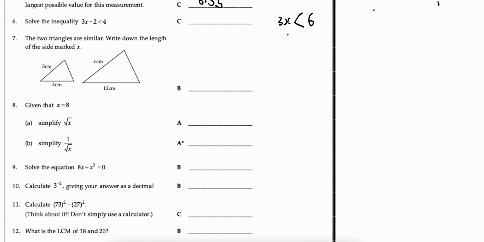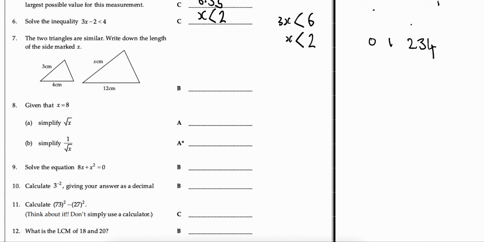And then we're dividing by 3, and since the 3 is positive, that means the symbol does not change. 6 over 3 is 2, and that is our solved inequality. x is less than 2. Remember to write these numbers on a number line.